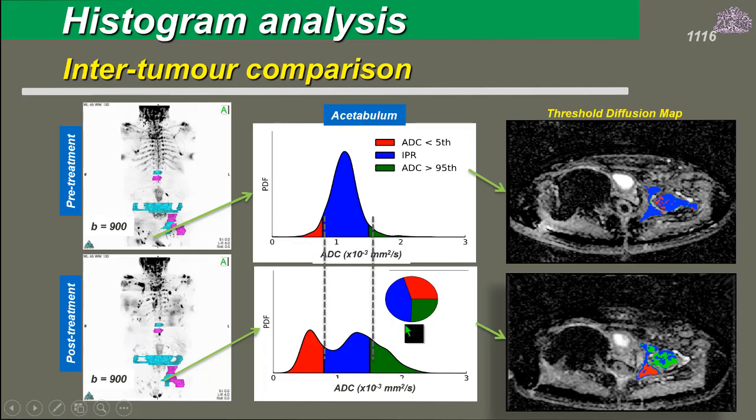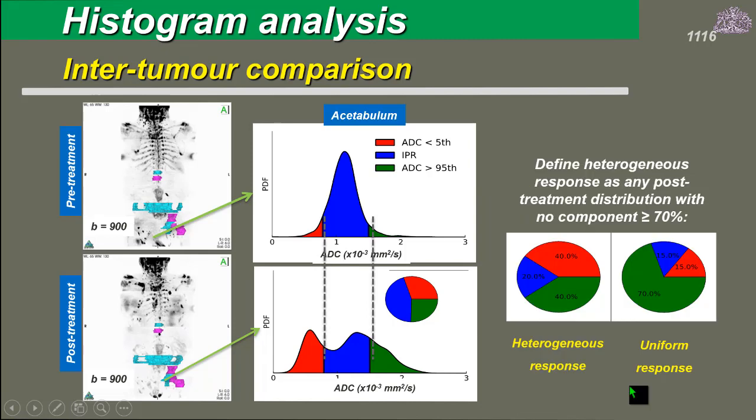So there are certainly more voxels above the 95th centile, and also more voxels below the 5th centile. And you can represent this change by looking at this pie chart here, where the percentages of these areas are represented correspondingly. And if you look at the post-treatment changes, you can clearly see that most of the high ADC values are occurring in the femoral head, but the posterior acetabulum is showing a reduction in the ADC value.